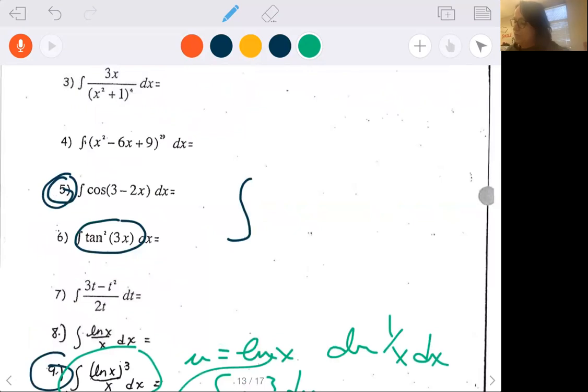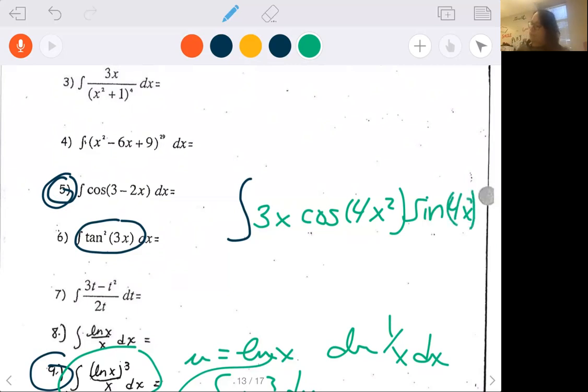Maybe there's a 3x cosine of 4x squared sine 4x. I'm going to make one kind of hard, squared with the x being squared, and maybe the sine is squared, and then dx. I hope this one works. I'm just making it up off the top of my head.